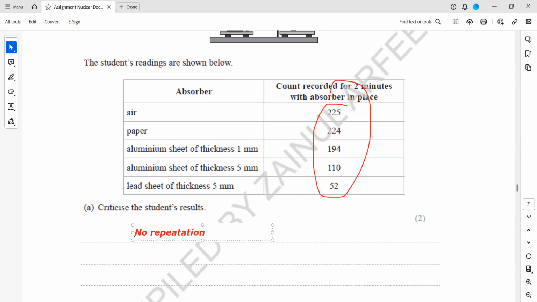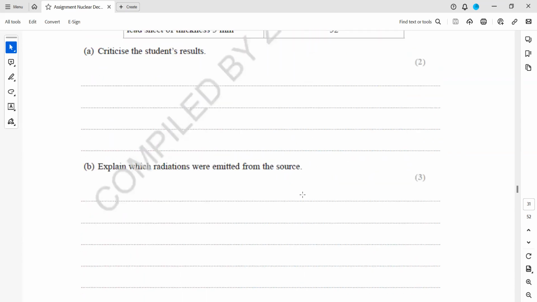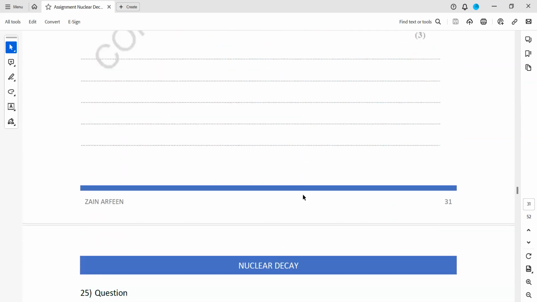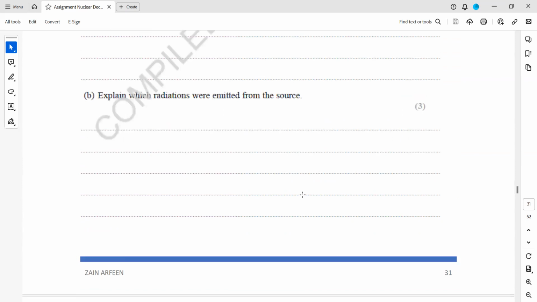Another thing, whenever nuclear experiments are done, students should record the background radiation. So there is no evidence of the background radiation; he did not record it. Background radiation should be the radiation measured without the source, with only the detector in the place where he is doing the experiment.